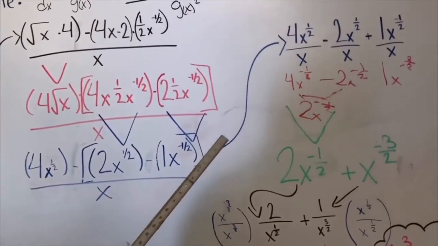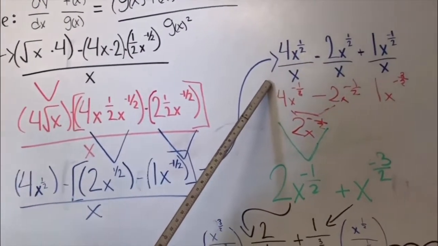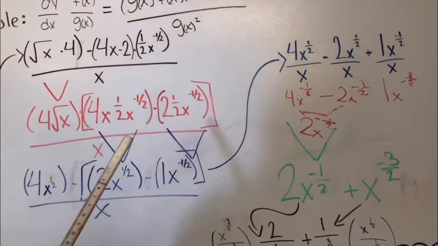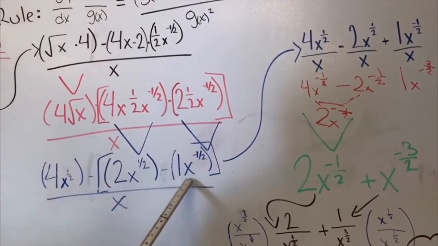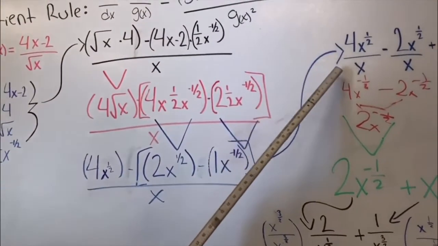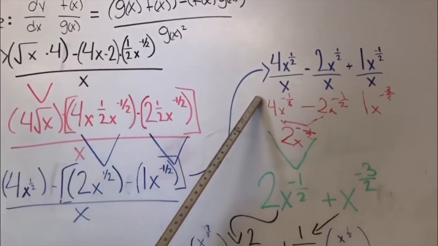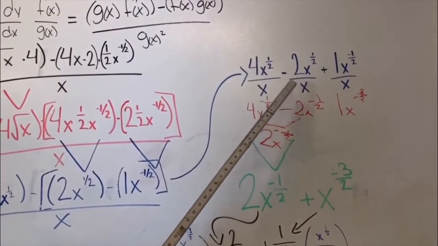So once we have that, then we'll move on to this over here in the blue. So what we did was we took our work from here and just wrote each of these 3 parts over x itself. So we have 1, 2, and 3. What we'll do next is bring the x up to the top for each of these.